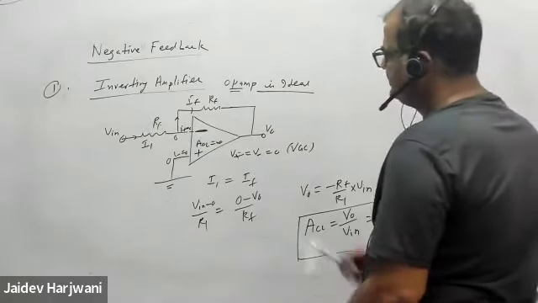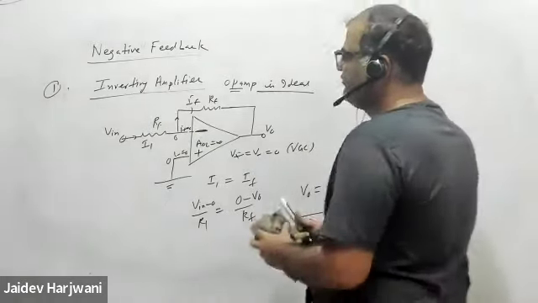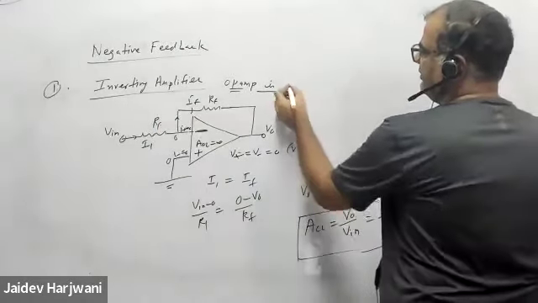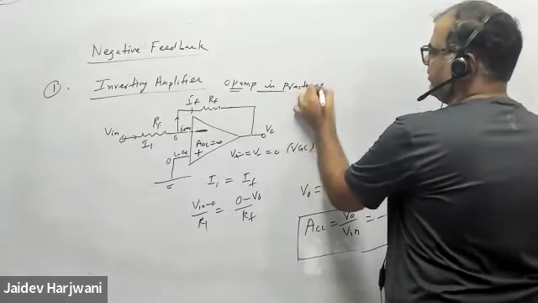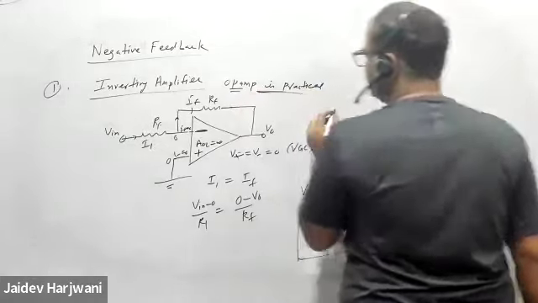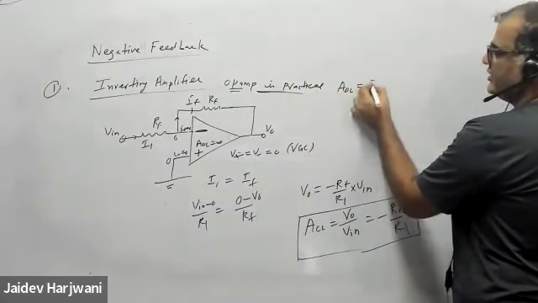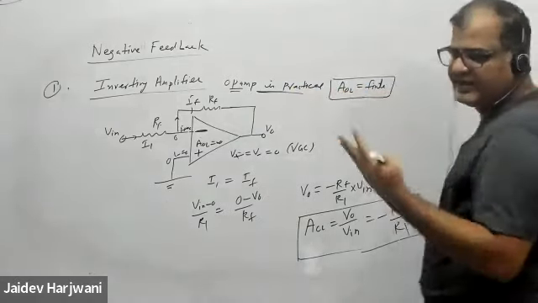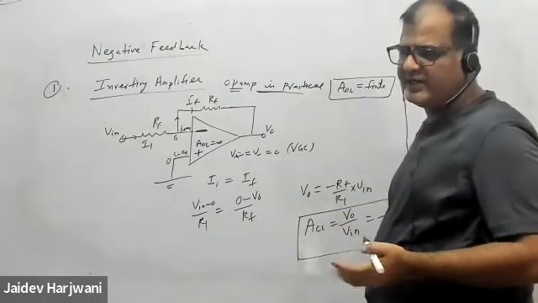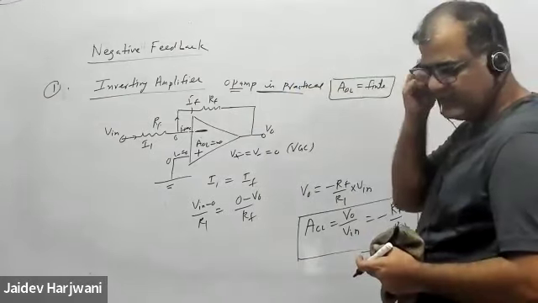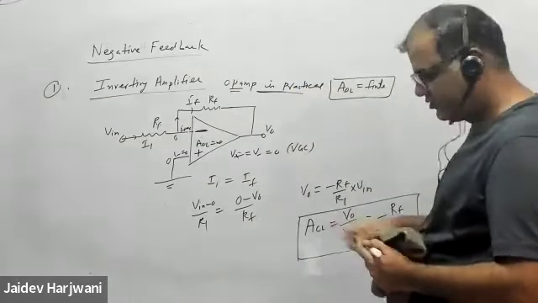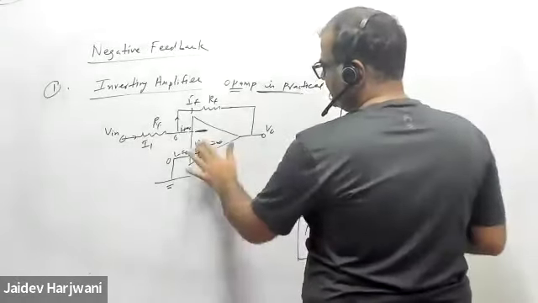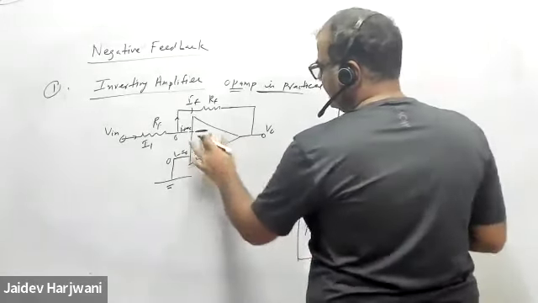Now, this is when the op amp is ideal. Now, second, I'll see the inverting amplifier when the op amp is practical. Practical means AOL is not infinite, AOL is finite. Finite means it can be 20, 30. If it's very high, then it becomes almost ideal. Now I say AOL is finite. In that case, what is the formula for closed loop gain that we are going to calculate? Second case, the circuit is the same, and now AOL is finite.